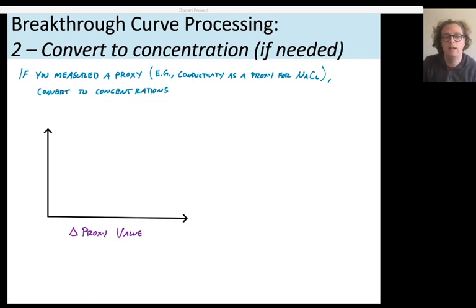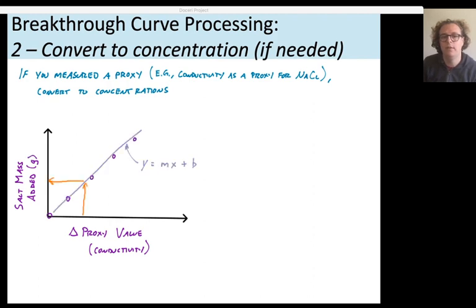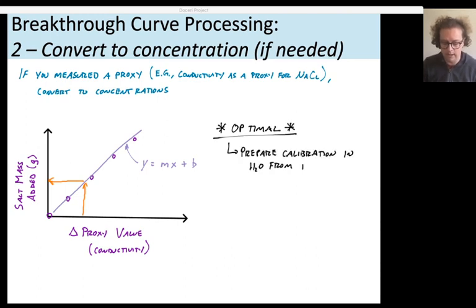And so in this case, what we'll need to do is create a relationship that links the proxy that we measured, conductivity, to the tracer mass that we've added, salt mass added on the y-axis. The idea here is that we would do this optimally using a calibration solution prepared in water from the field site. That's not always possible. Sometimes you've got to use water from your laboratory tap or from a milliQ source or something like that.